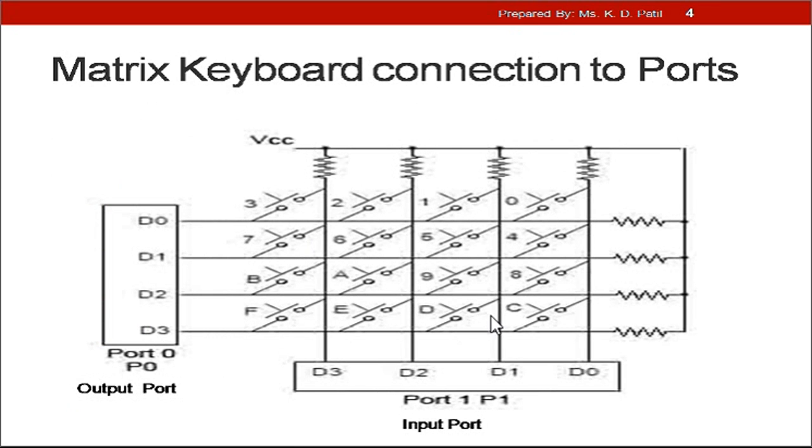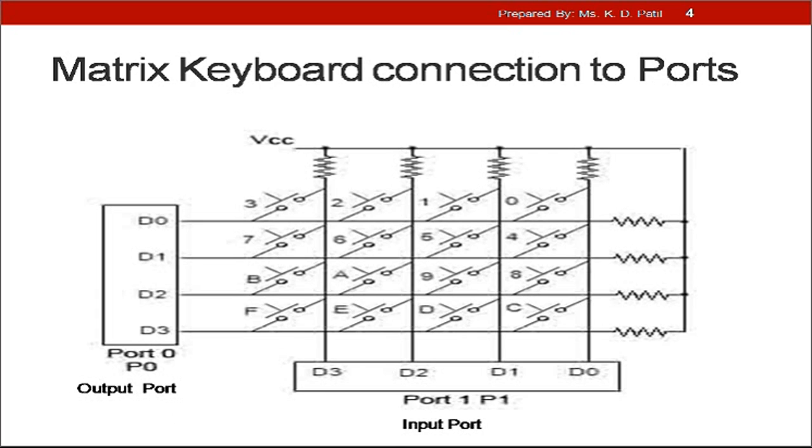If you observe this figure here, a 4x4 matrix of rows and columns is presented. All the columns are connected to port 1, which is referred to as the input port, and all the rows are connected to port 0, which is referred to as the output port. In reality, an 8x8 matrix is used for rows and columns of a keyboard, but here as an example we took a 4x4 matrix keyboard for connection to the ports.